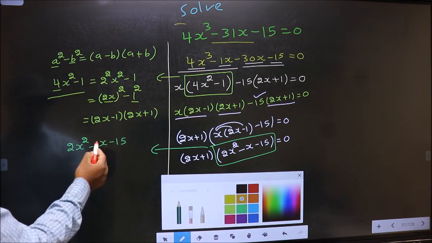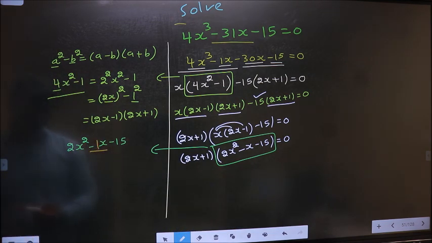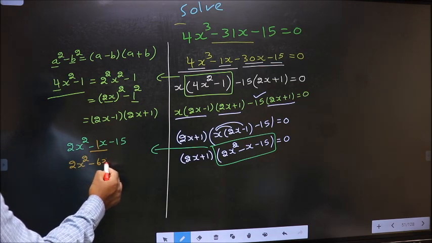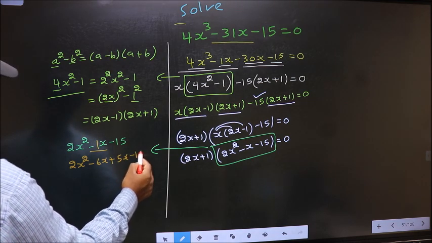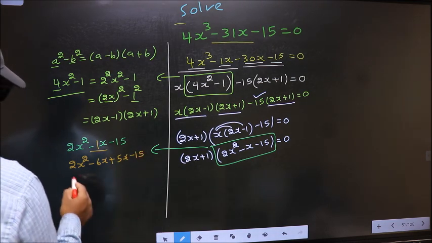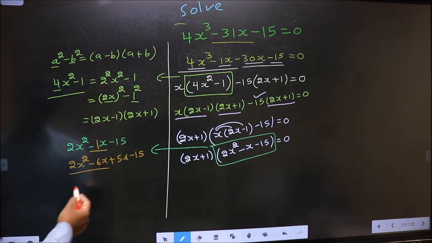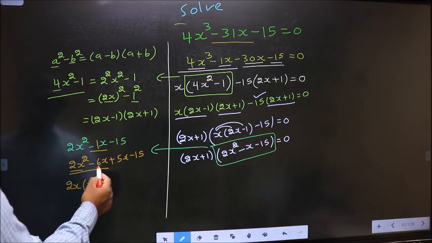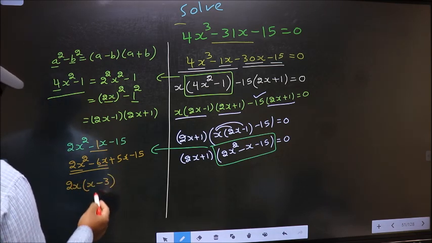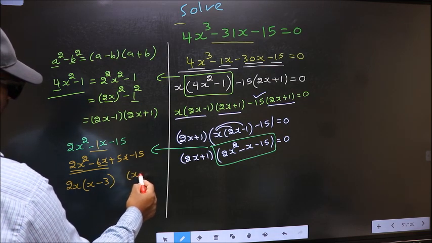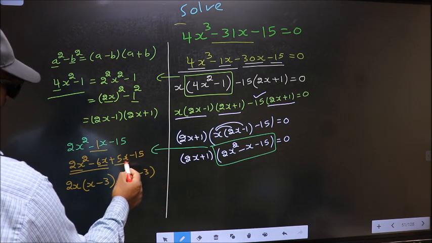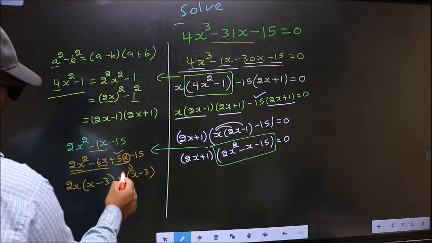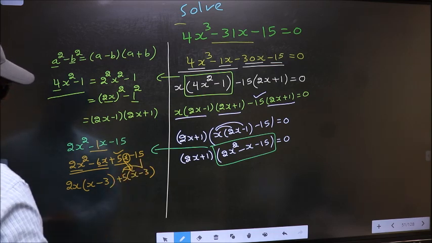To factorize this, we should split the middle term minus 1x. So in place of minus 1x, now I write minus 6x plus 5x minus 15. Next, what can be taken out common from these two terms is 2x. From this 2x out you get x minus, from this 2x out you get 3. Now whatever we got here, here also we should get the same thing. From this x gone inside, so outside we get plus 5. Even if you multiply and check, still you get the same thing.